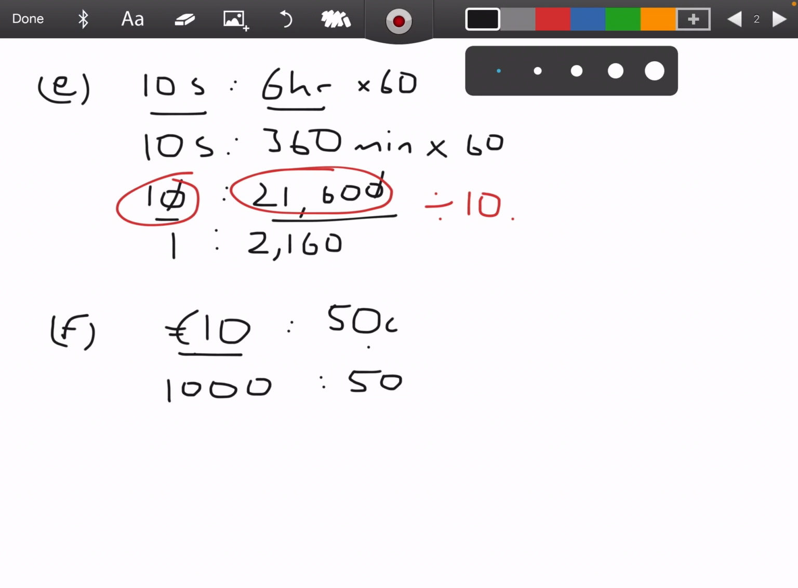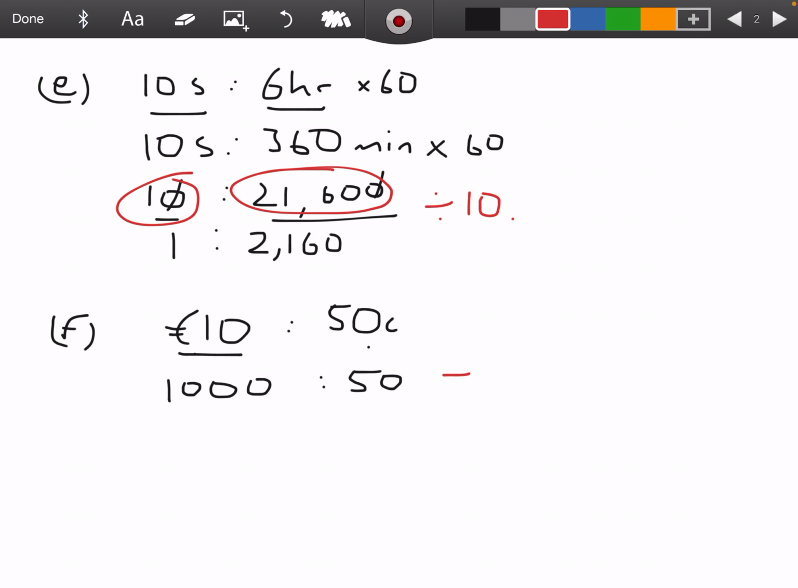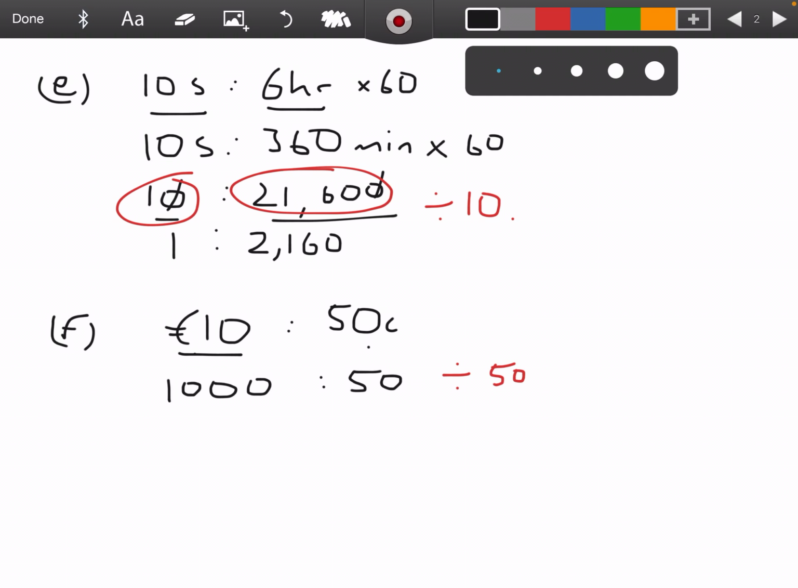So I'm going to divide each part by 50. If I divide each part by 50, then I'm going to end up with the simplest form I can. So that becomes 1, and that becomes 20. 1,000 divided by 50 gives me 20. So we can see that we're trying to make those as simple as possible.